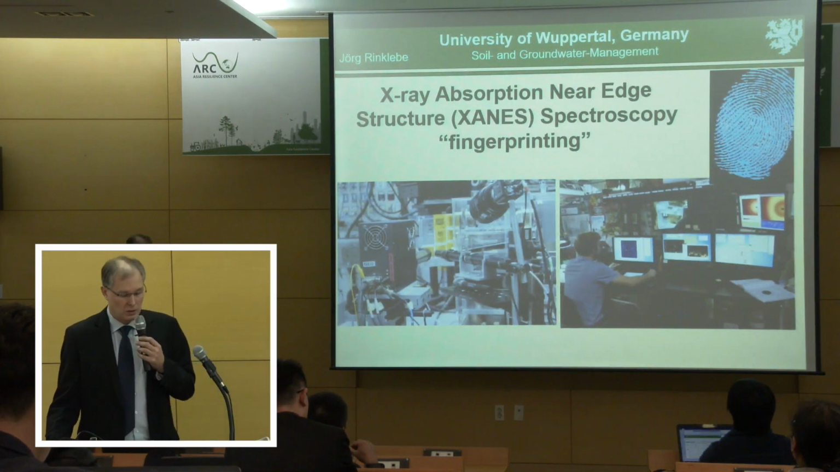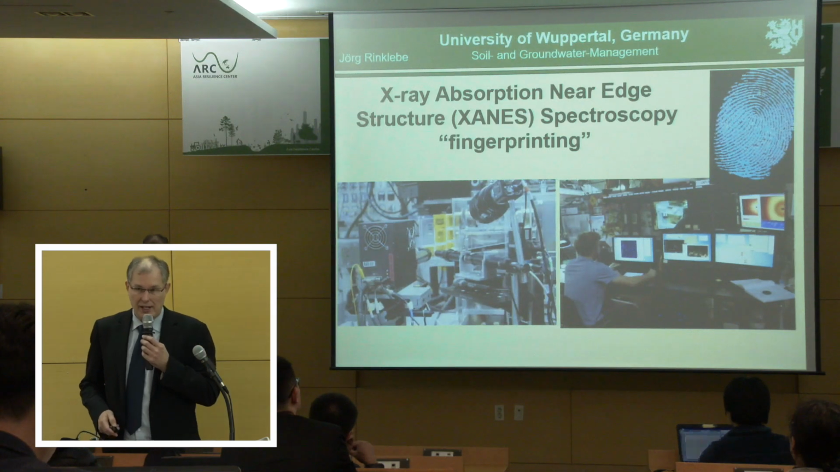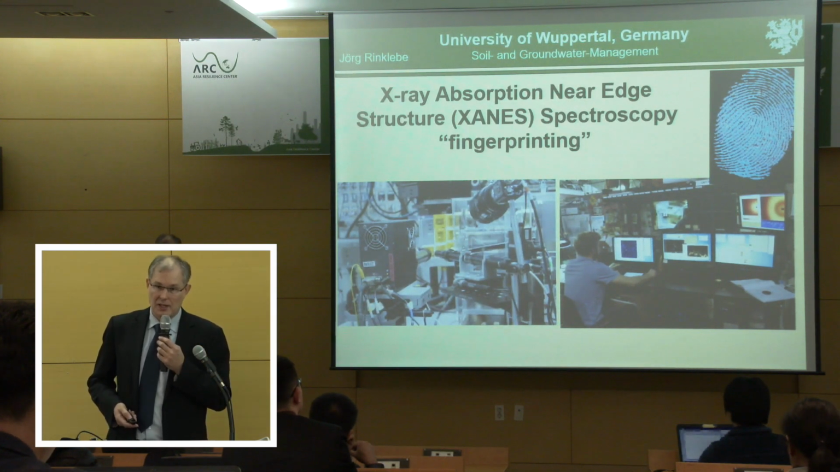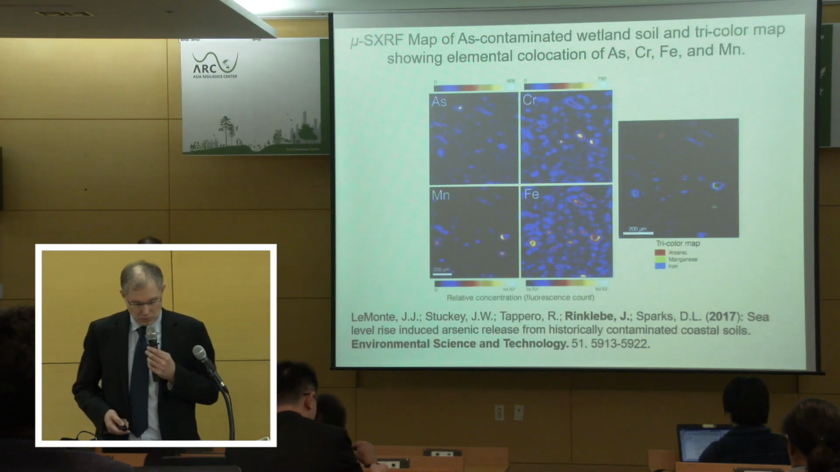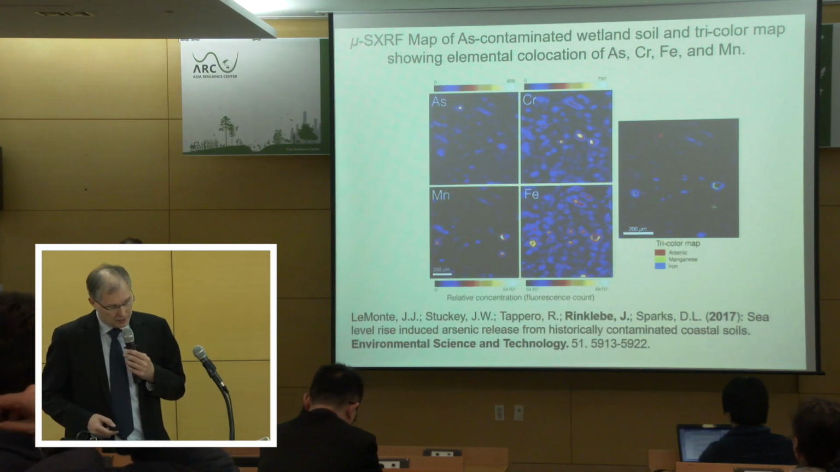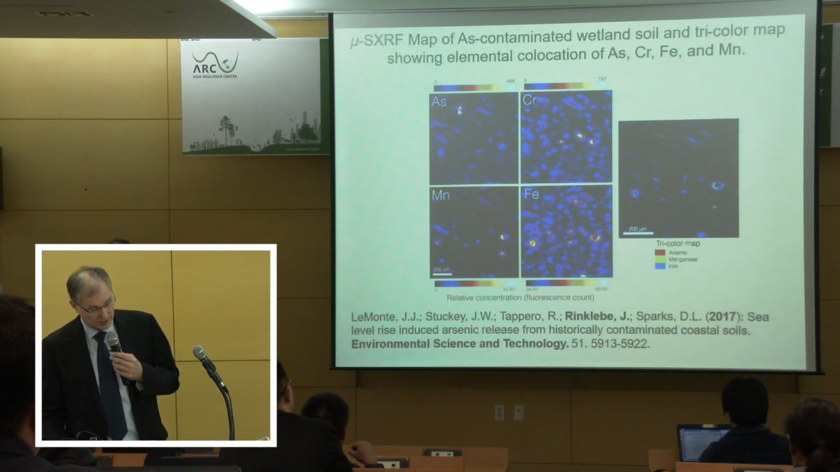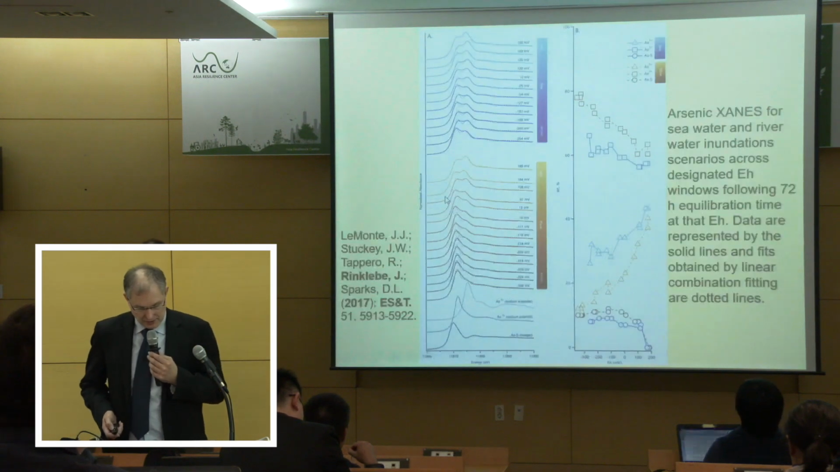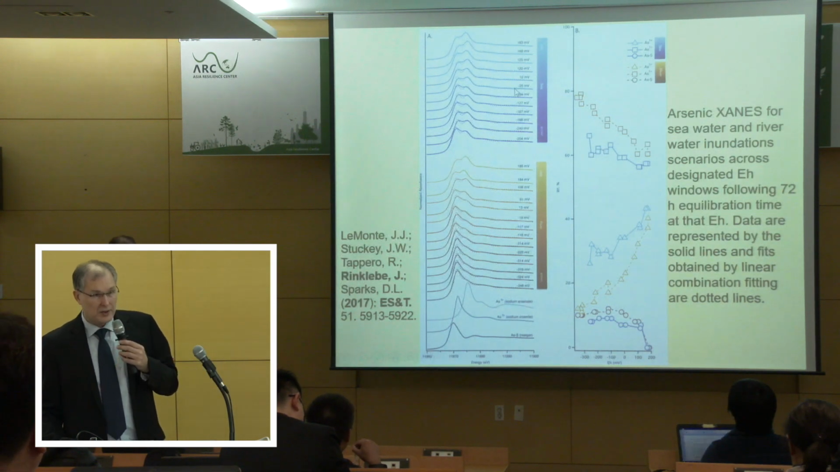We're also using XANES spectroscopy, the so-called fingerprinting, the X-ray absorption near edge structure, to determine the specific speciation of arsenic, and we also do mapping, the micro XRF mapping, as you can see here. Then we are able to detect differences and allocations of arsenic, chromium, iron, and many other different elements. This example demonstrates another story.